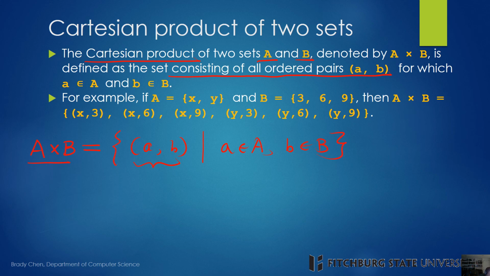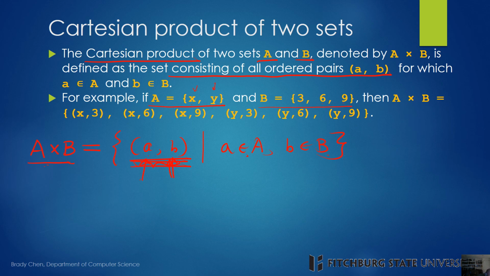So the Cartesian product is a new set which consists of ordered pairs, where the first element in the ordered pair belongs to A and the second element belongs to B, and that's the element which belongs to A times B. So here is an example. Let's say A is a finite set, A equals {X, Y}. So A contains two elements. And B is also a finite set. B contains three elements.